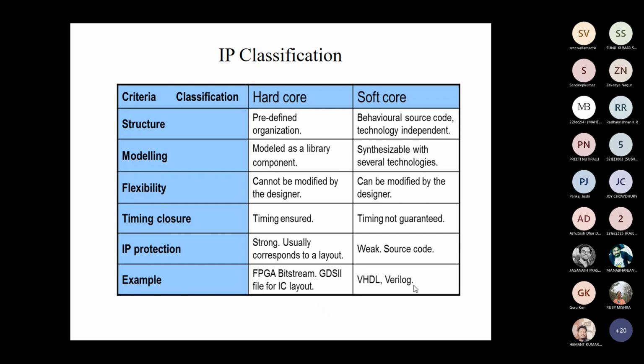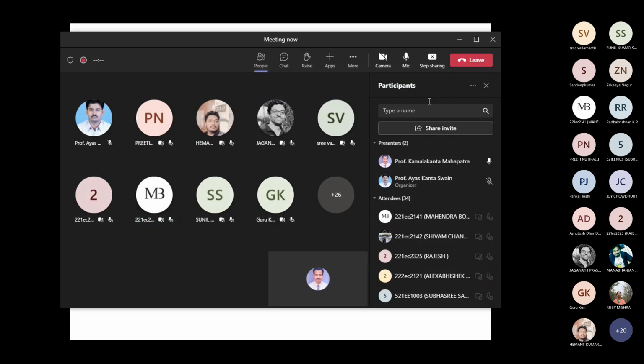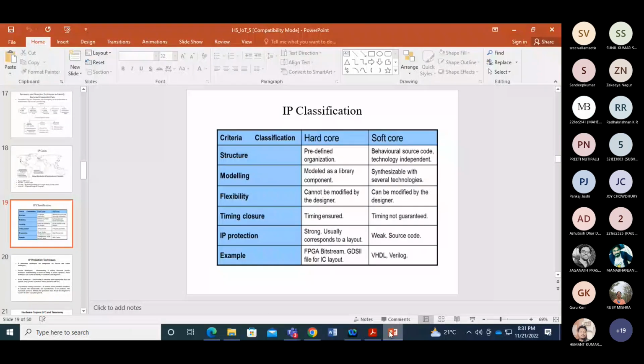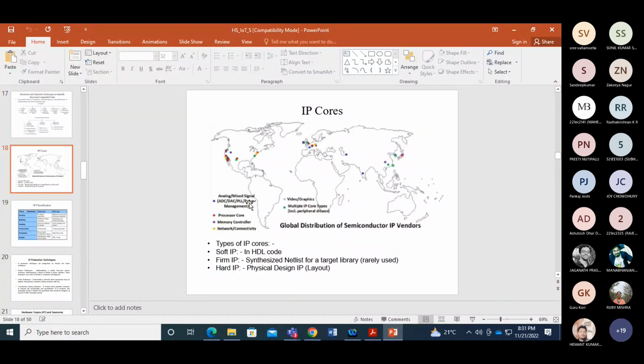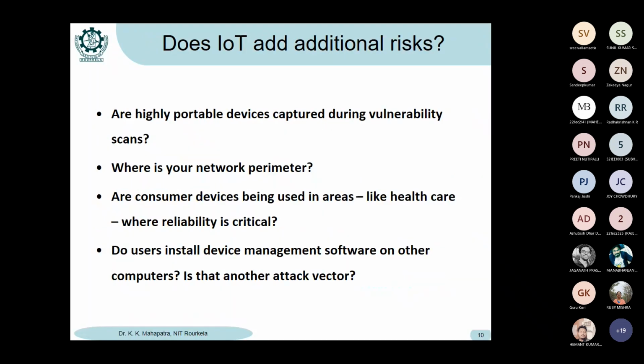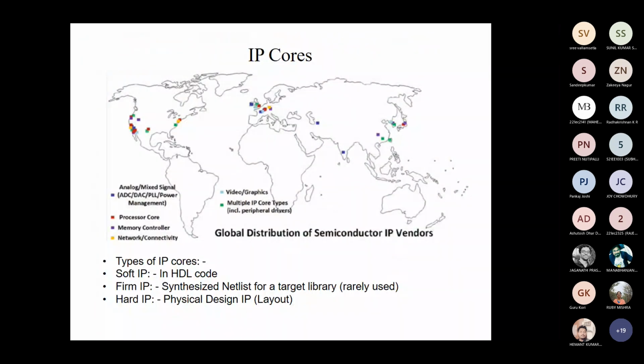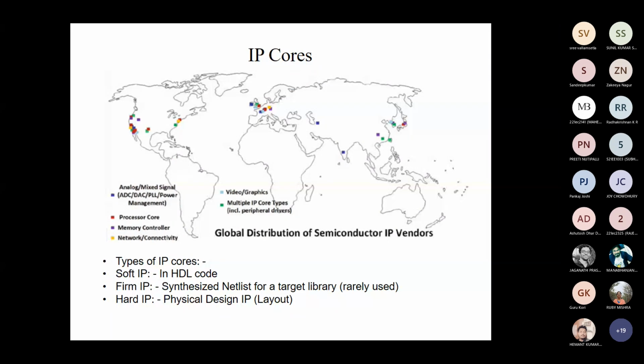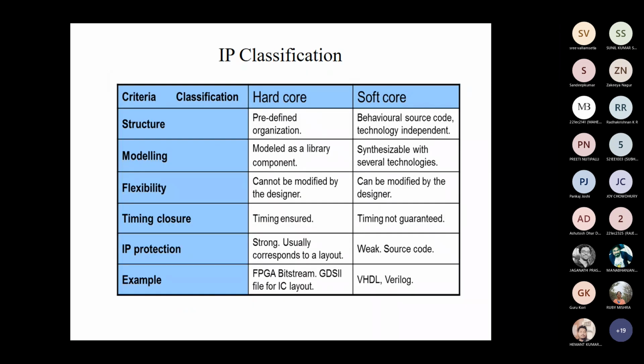If you look at the previous one and this one, I have put in three different kinds of IPs: soft IP in HDL code, normally whatever we write in the format of Verilog, VHDL; and hard IP, physical design IP, where the tampering is actually less. And firm IP is always in between soft and hard. So that is why we said always go for these hard core IPs.